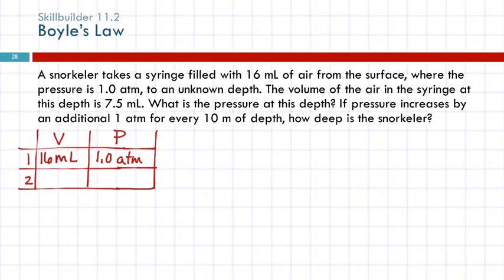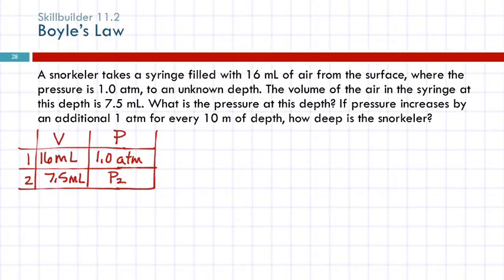Now he takes it down to an unknown depth. The volume at that depth is 7.5. You see that something has changed? He had the air in this syringe at the surface, and now he dives down, and we're told that it has a new volume. The volume changed. So 7.5 milliliters is the volume. Okay, this is encouraging because we have our little table here, and we have all but one blank filled in. What is the pressure at this depth? This blank is for pressure, right? It's in the pressure column. I'm going to call that P2. The rest of it, just set aside for now.